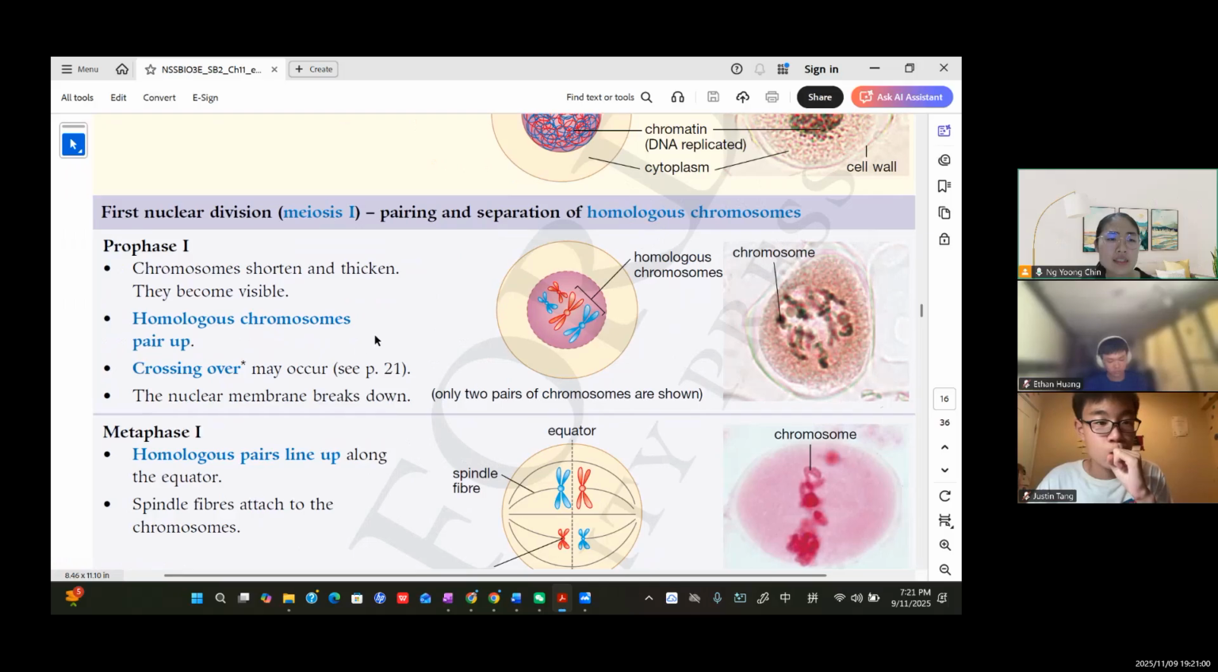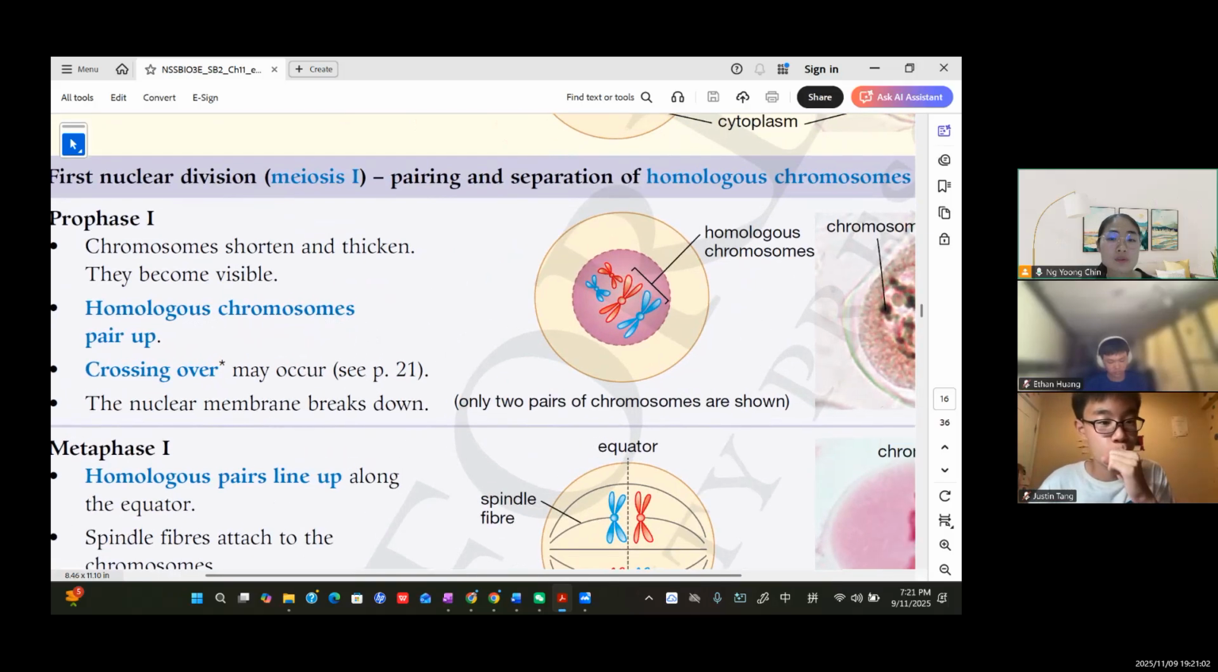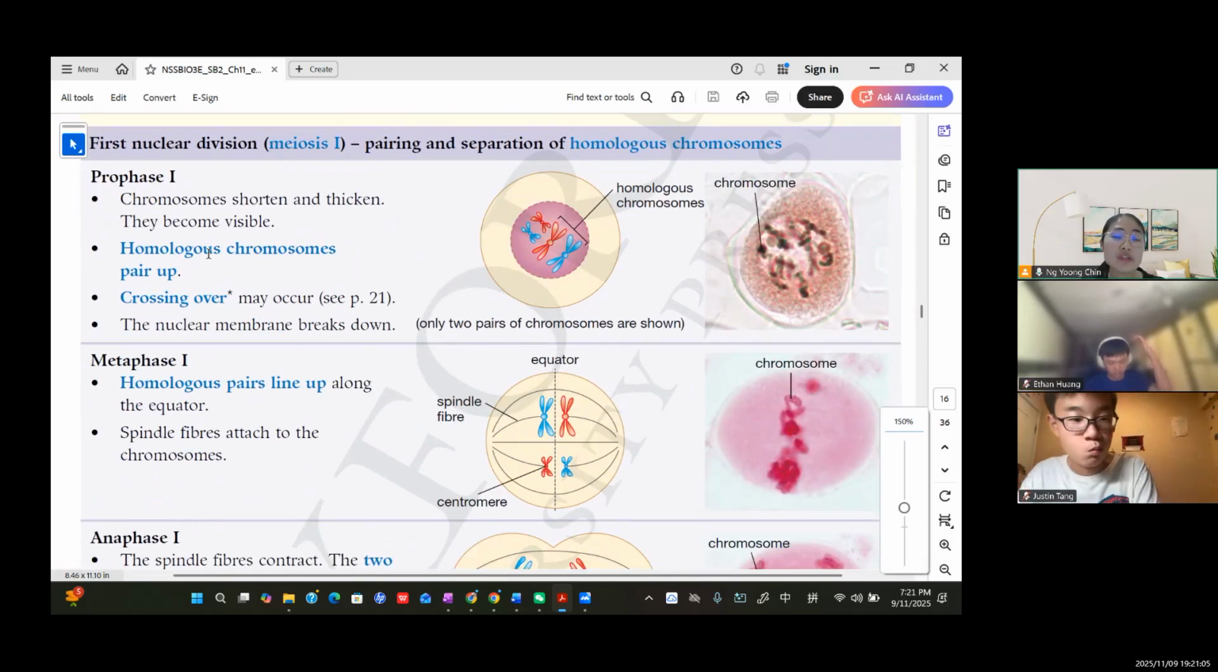So we can see, right? Yeah, in prophase I, okay, prophase. They actually involve the pairing up of the homologous chromosomes.